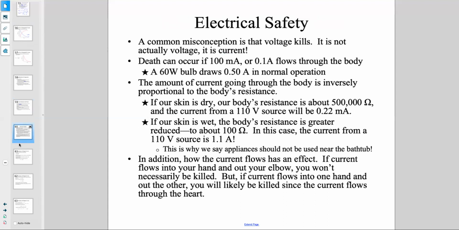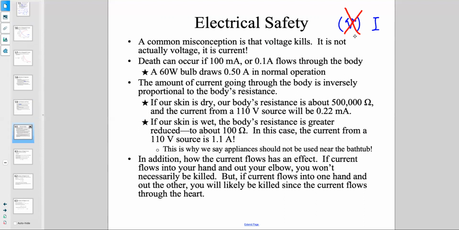So this is the last section of this chapter. A common misconception is that the voltage kills you. It is not actually the voltage, it is the current. So V doesn't do anything if you get an electric shock, okay? It's the I which is responsible. V is not killing you, it's I, the current.